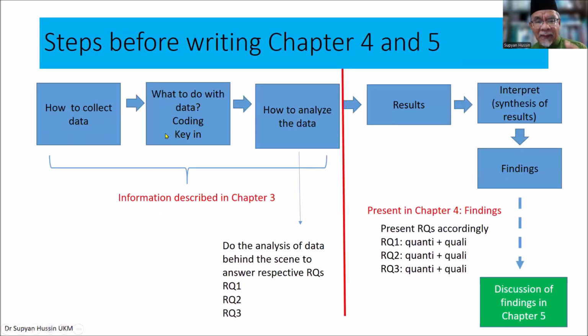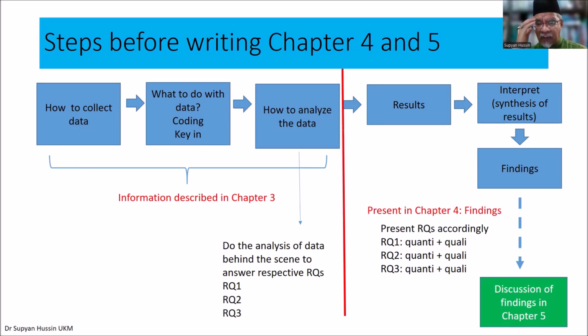All right, now let's come to the next section called findings. How do you come up with a finding? You look at the results and then you interpret, then you have the finding, and then you discuss the finding in chapter 5. These are the activities that you do before you do chapter 4, all right? So you collect data, you do the coding, key in the data, and then you analyze the data. When you analyze data, you would have in your mind that the data that you are analyzing would give answers, okay, to research question 1, answers to research question 2, and answers to research question 3.